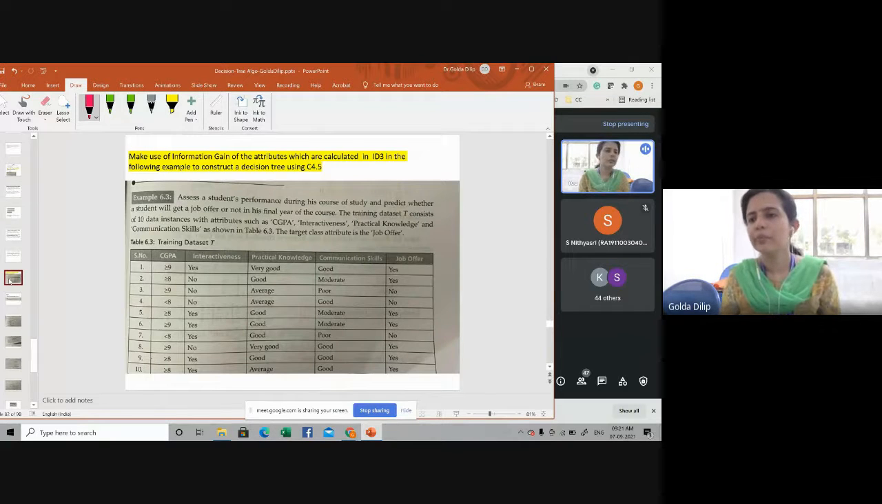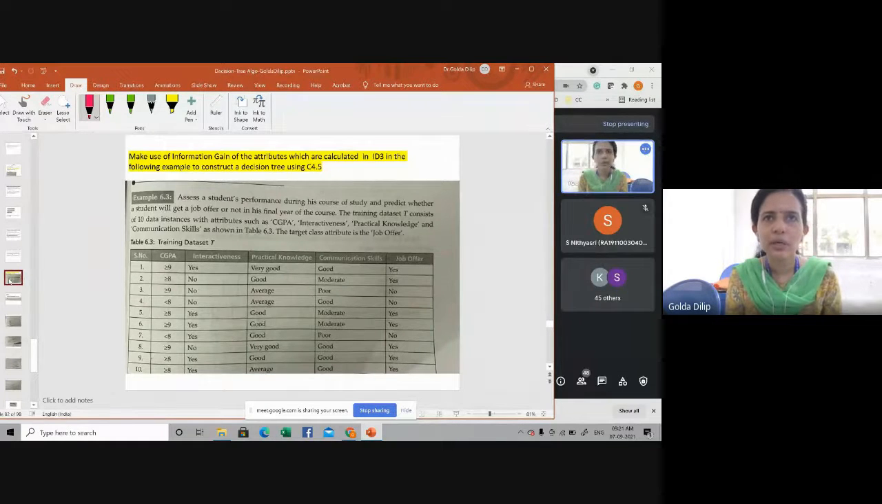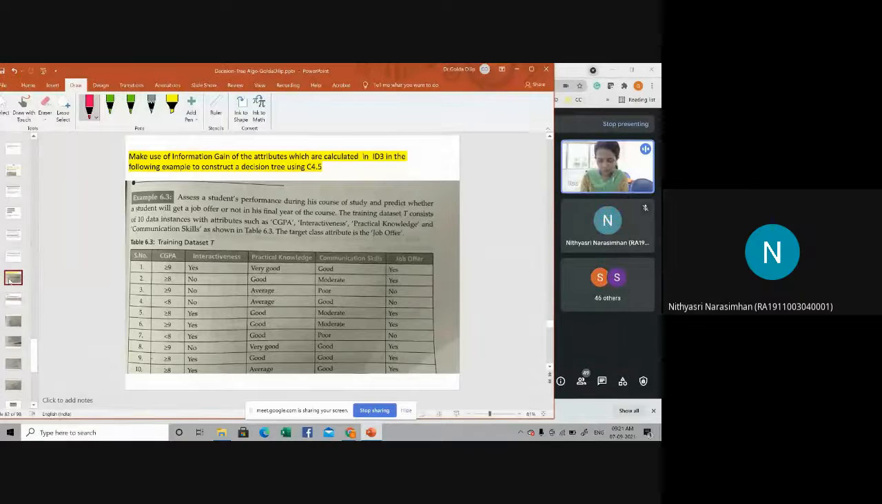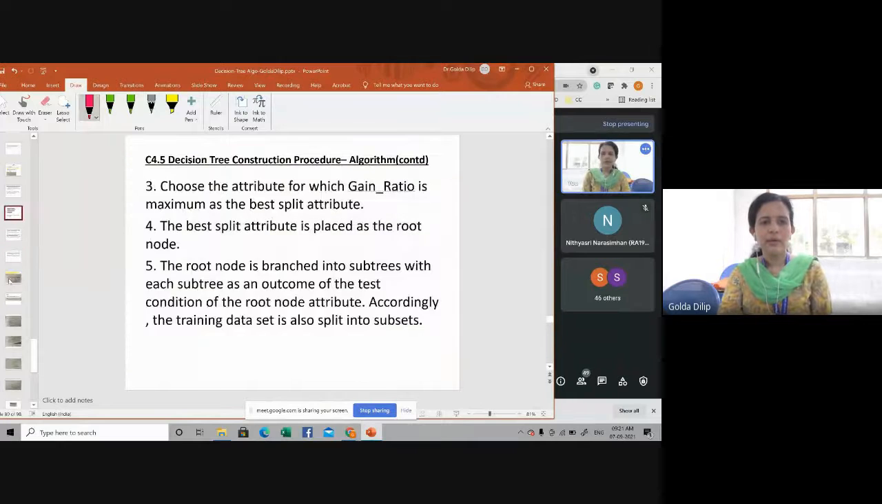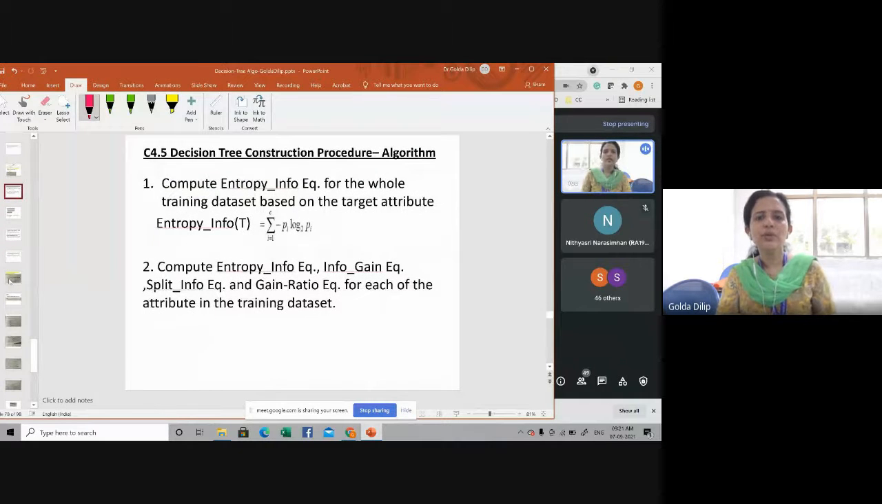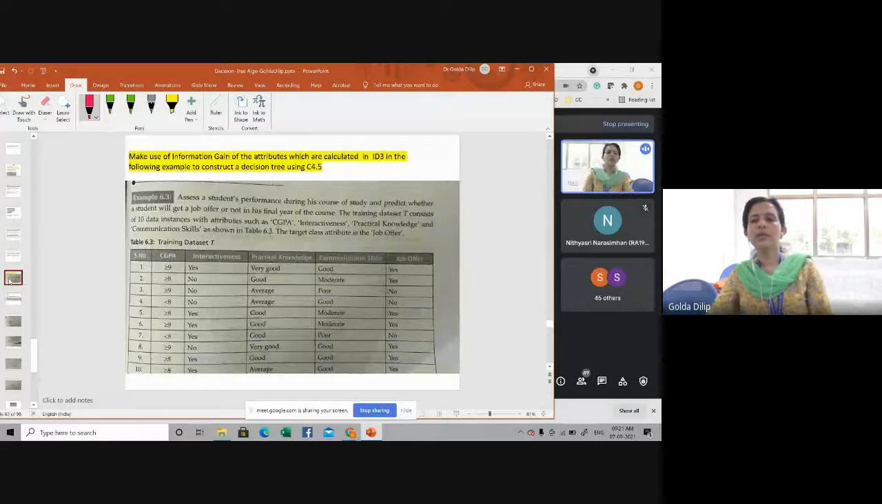Okay, so everything is the same. So first, what do you do? What will be the first step? Nityashree Narasimhan, can you tell me what will be the first step? The first step is you need to compute the entropy information for the whole training data set based on the target variable using this particular equation. So what is the target variable out here?